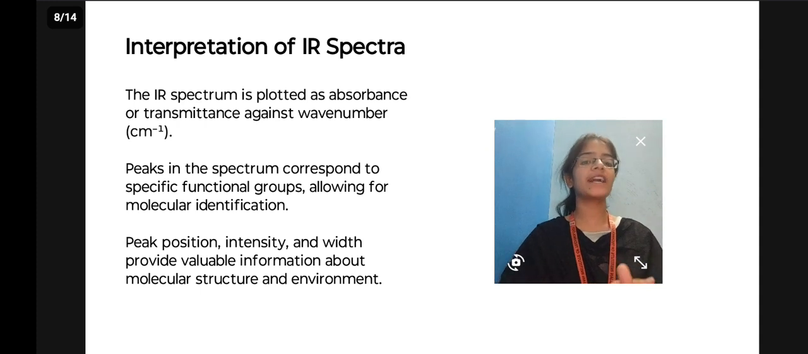Interpretation of IR spectra. The IR spectrum is plotted as absorbance or transmittance against wave number. Peaks in the spectrum correspond to the specific functional groups, allowing for molecular identification. Peak position, intensity, and width provide valuable information about molecular structure and environment.